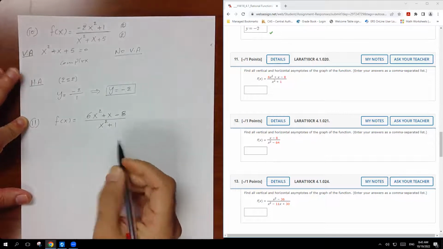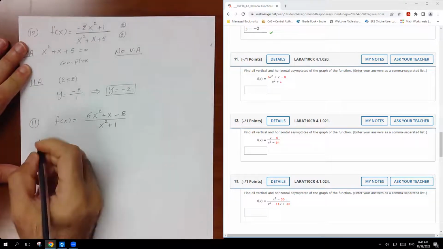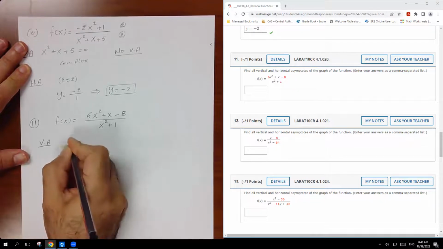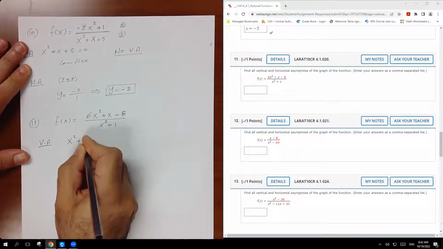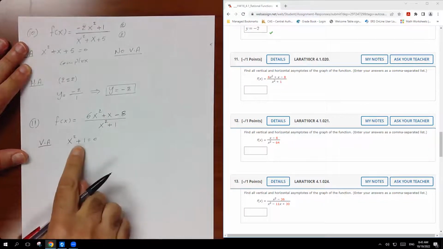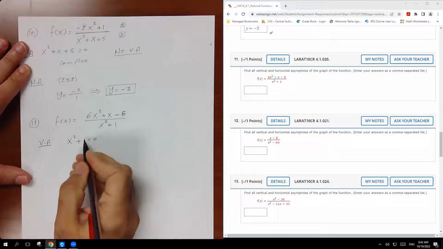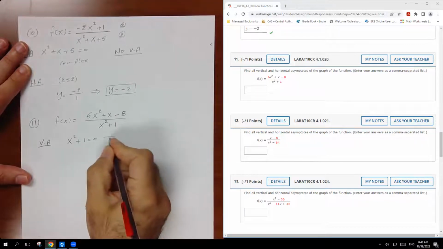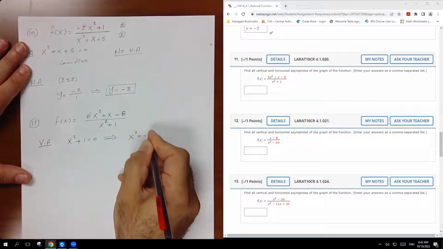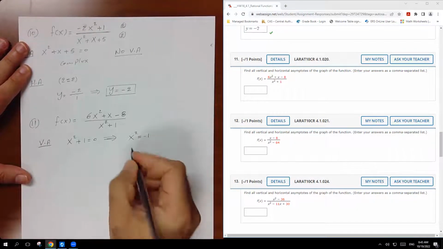To find the vertical asymptote, we're going to set the denominator equal to 0, which is x squared plus 1 equals 0. How are we going to solve this one? We can't use the difference between two squares because it's a plus. So I need to move the 1 to the other side. That means x squared is going to be equal to -1. Then I'm taking the square root of both sides.